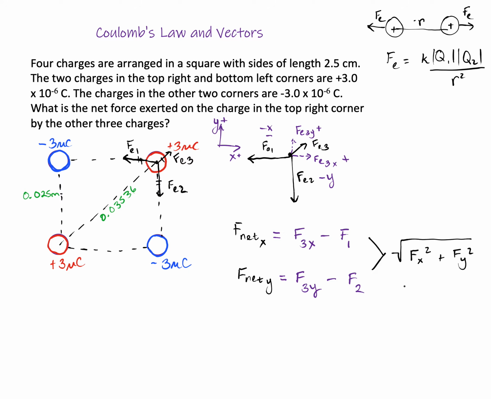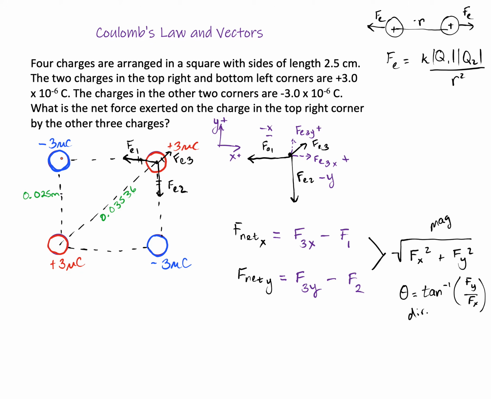And then I can find the final angle that that force is directed at with, I mean, any inverse of sines, but maybe inverse tangent of the y over the x. And that will give me a final answer of magnitude and direction. Now, in order to actually put numbers in this, I need to figure out what F1, 2, and 3 are in order to even do that.